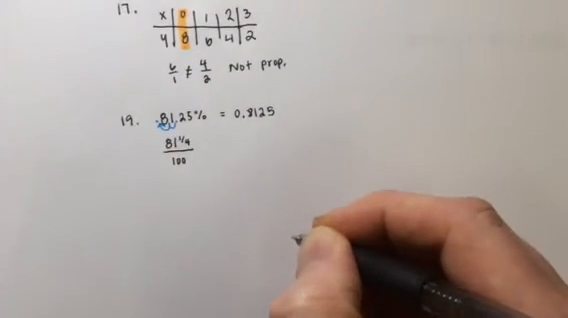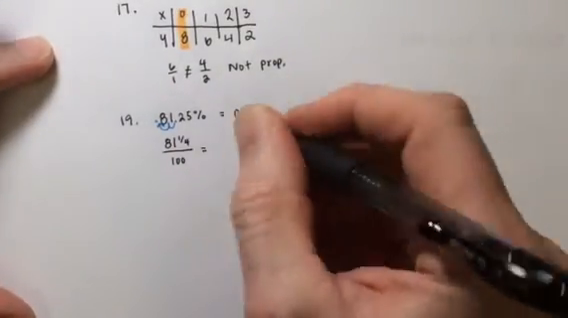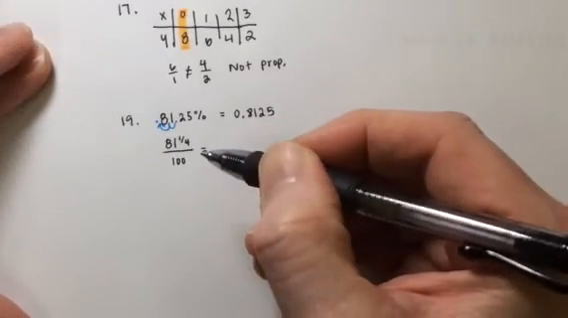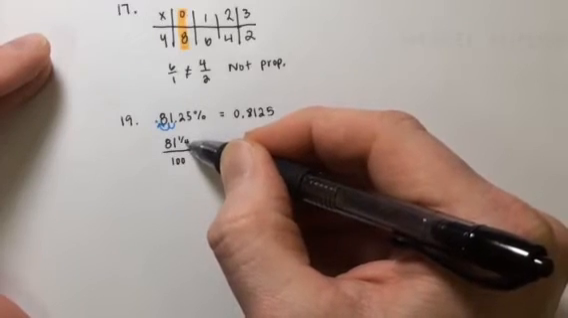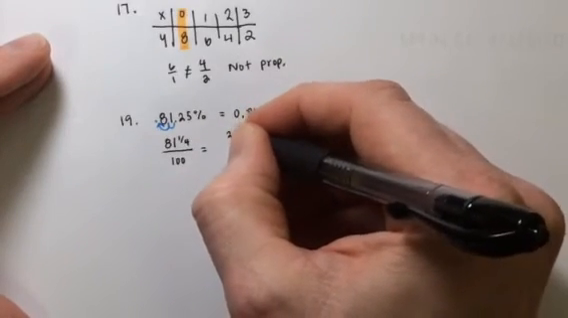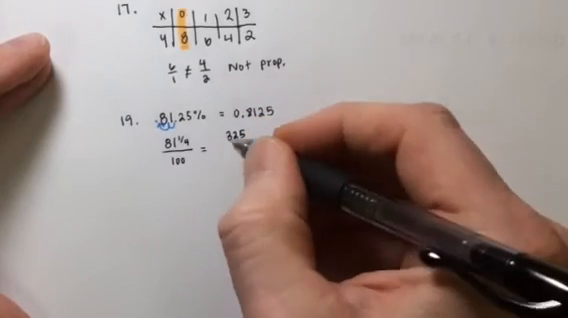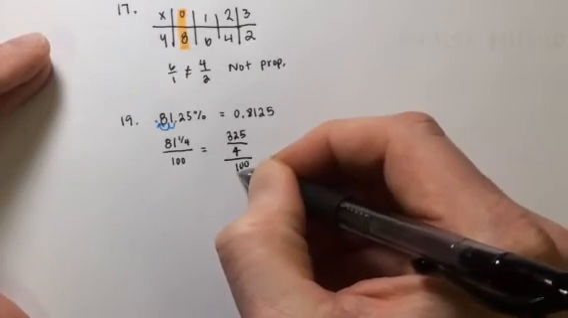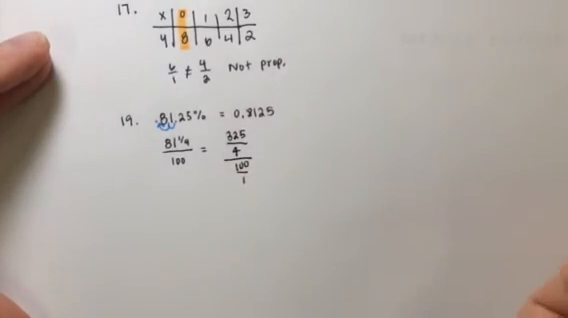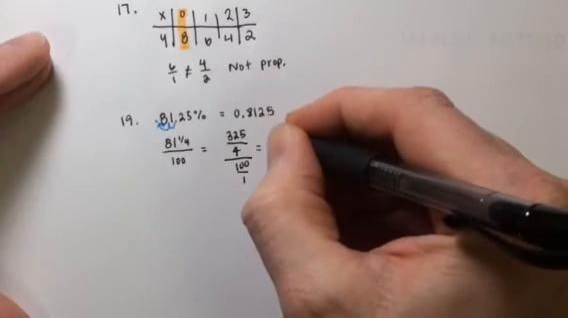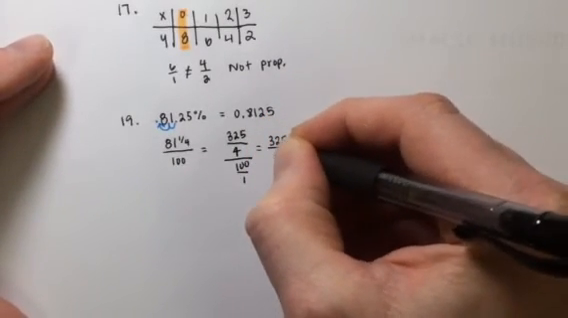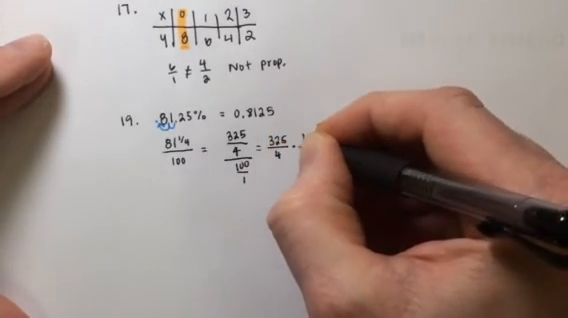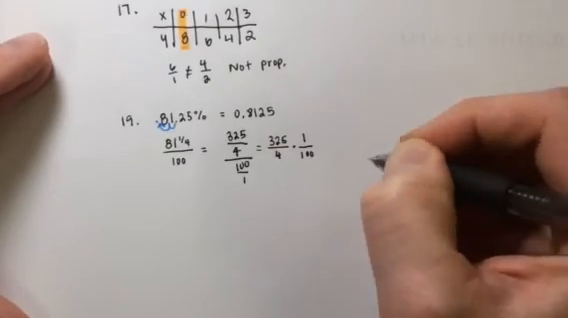All right, and then I'm going to rewrite this again. I'm going to use what I know here and make this improper. So 81 times 4, well, that is 324, plus 1 more, that would be 325. So that's 325 over 4, and then that's over 100 over 1. All right, now it's just a dividing fractions problem. So we want to keep 325 over 4. We want to change the division to multiplication, and then we want to flip the second fraction, that's its reciprocal, to use the official name there.